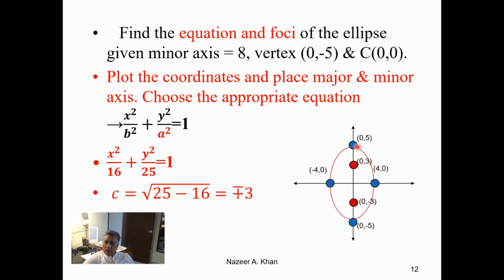So when we look at the y-axis, and the foci are along the major axis, we have plus 3, 0 and minus 3, 0. And again, that is all there is for that one.